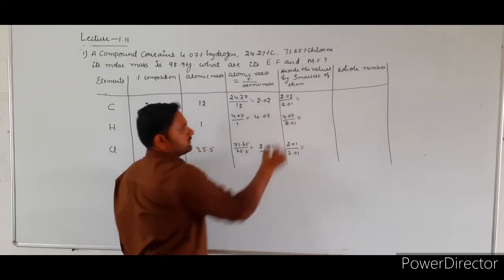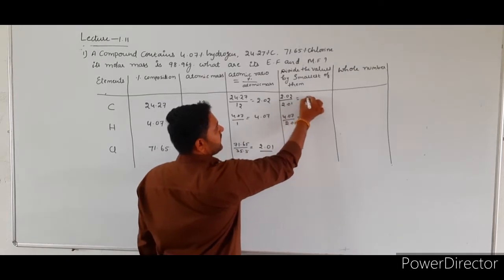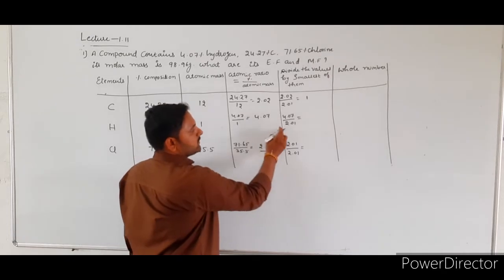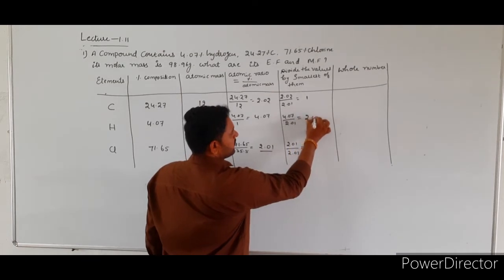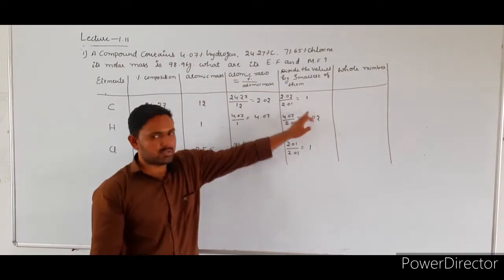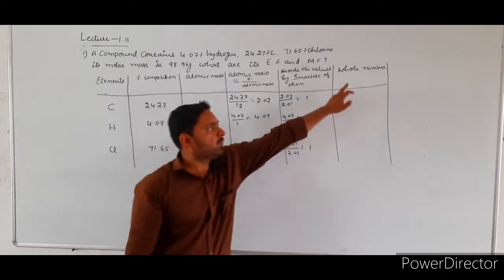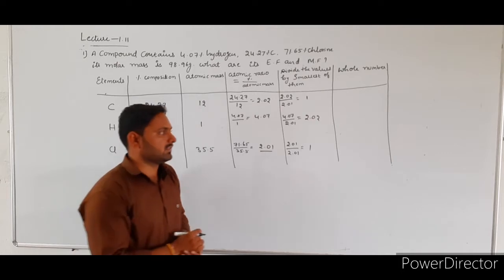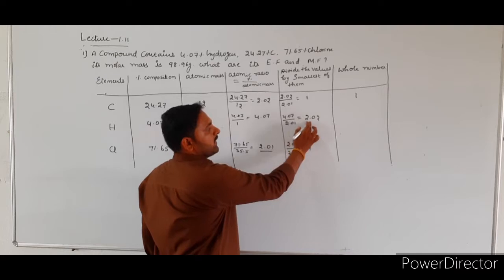Now divide these two. How much will you get? By dividing these two, you will get nearly 1, right? By dividing these two, you will get 2.02. By dividing these two, you will get 1. These are the simple ratio of carbon, hydrogen, oxygen. Now you write whole numbers. Whole numbers means 1, 2, 3, 4, 5, 6, 7, 8, like that. This is already a whole number. This is 2.02.